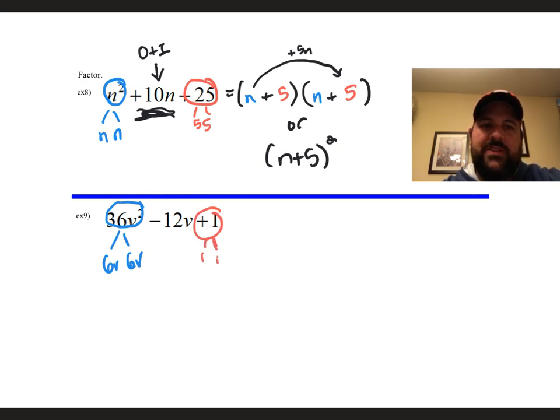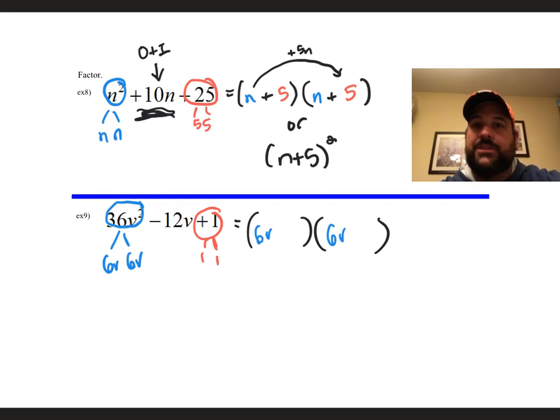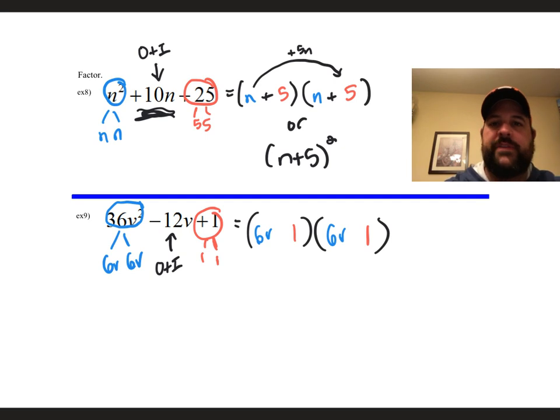Notice how in this case, I'm not really focused on the middle term just yet. The middle term comes after I look at the first and the last term, because it appears that I'm going to split this up where my first term should be 6v in each set of parentheses, and my last term should be 1 in each set of parentheses. But in this case, my middle term, the outside plus the inside, should give me negative 12v.